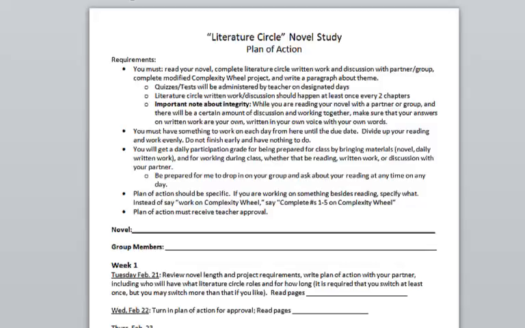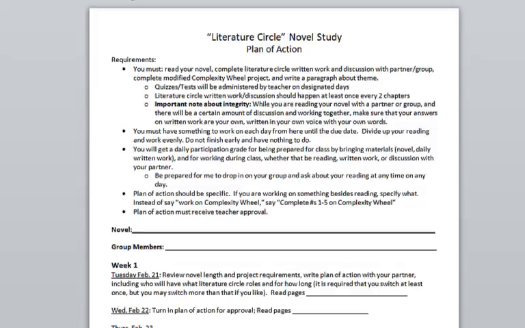Class, I want to go ahead and talk to you about the Literature Circle novel study that you are going to be doing. If you were in class on Friday, you've already heard most, if not all, of this information. However, we had several students absent. We have several students who were satellite and didn't hear the explanation. And you may still have questions even after the discussion on Friday.